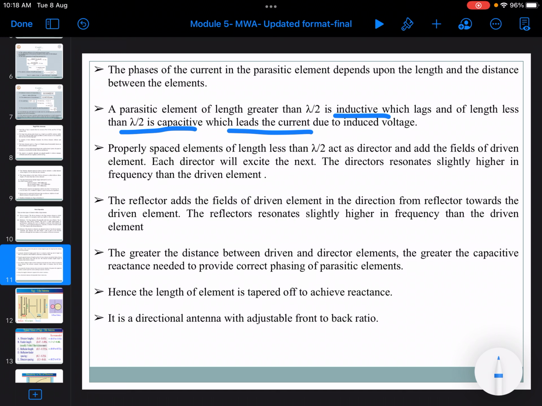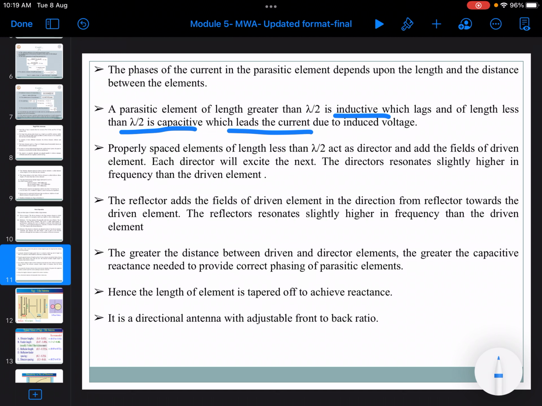The current lagging and current leading effect will be seen by having a length greater than lambda by 2 or less than lambda by 2. By properly placing these elements, each one will excite the next one. As these are parasitic elements, directors and reflector, no energy will be directly given to them. Each will be excited based on the electromagnetic fields that you get from the previous element.